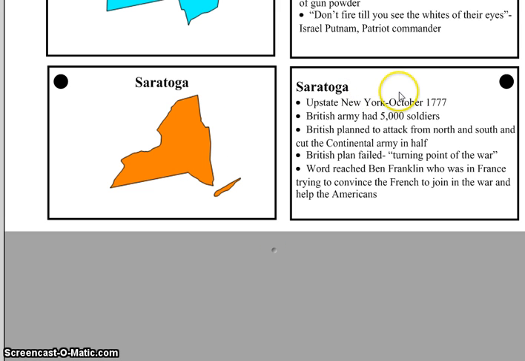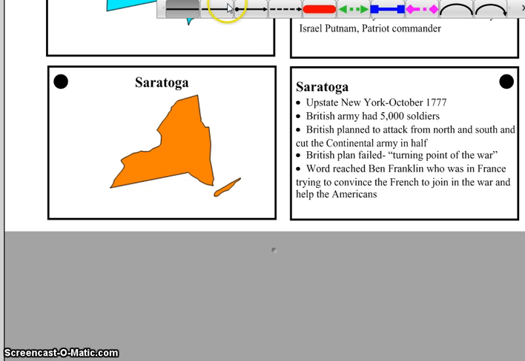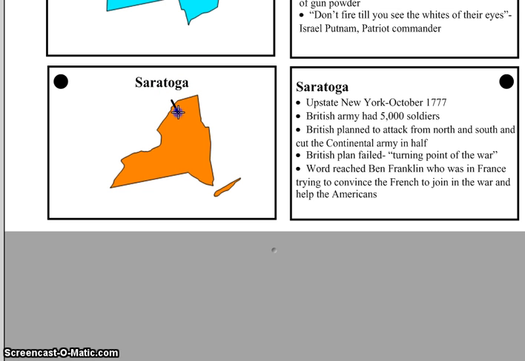Saratoga in upstate New York, the battle happens in October of 1777. The British Army had 5,000 soldiers. The British had planned to attack from the north and the south and to cut the Continental Army in half. Here, let me put some arrows in for you. So one army was supposed to come from Canada, here, and one other branch of the army was supposed to come here from Pennsylvania and defeat the Americans here.